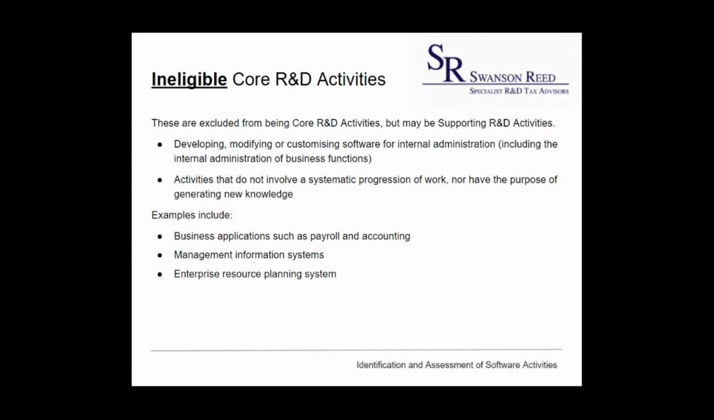Interestingly, in prior AusIndustry guidance documents, it was noted that certain other activities, such as bug testing or user acceptance testing, may be unlikely to be core R&D activities because they do not necessarily involve a systematic progression of work, nor do they necessarily have the purpose of generating new knowledge. These comments around bug testing have not been repeated in the April 2022 guidance. However, companies should ensure that the general principles around unknown outcome, new knowledge, and systematic progression of work are adhered to for any activities claimed.